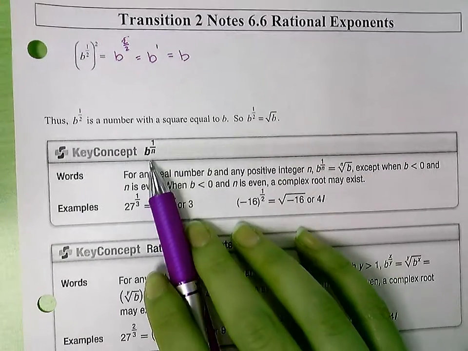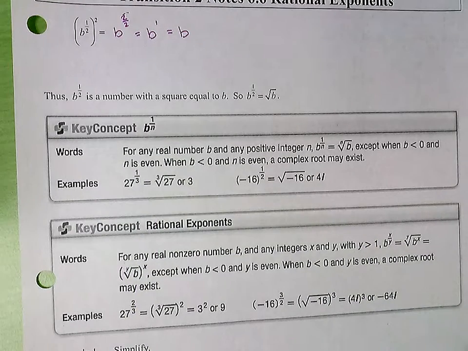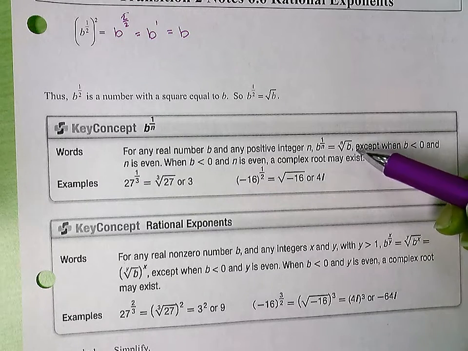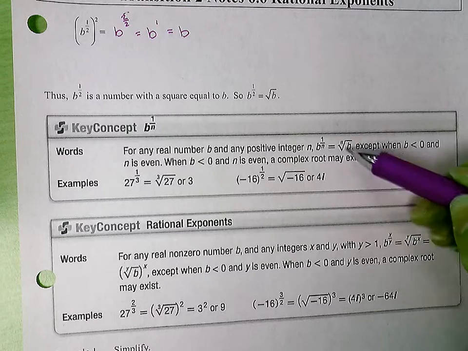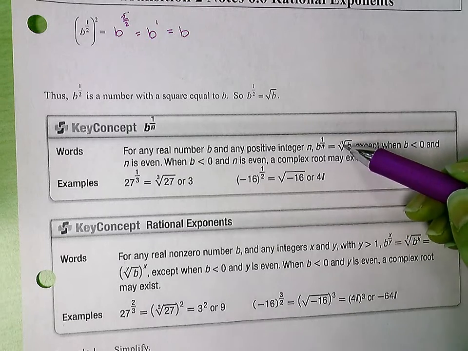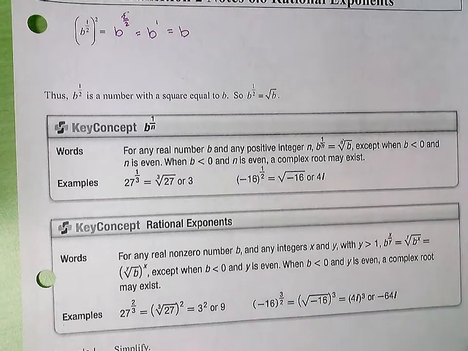So if I have b raised to the 1/n, for any real number b and any positive integer n, b raised to the 1/n is equal to the nth root of b. So that number in the denominator of your fraction as your exponent is your root.